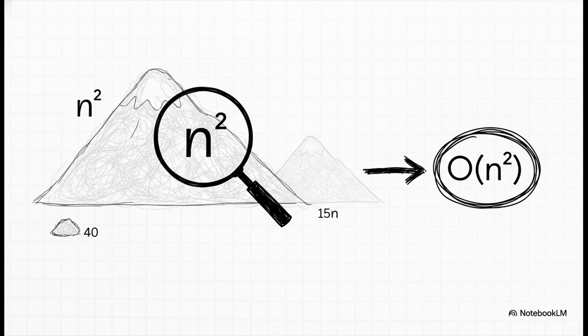But here's the thing. When n gets really, really large, like a million, that n squared term becomes so massive that the other parts, the 15n and the 40, they're basically just noise. They're a drop in the ocean. So computer scientists use what's called big O notation to focus only on the part that grows the fastest, the dominant term. We just say this algorithm is O of n squared, or order n squared.